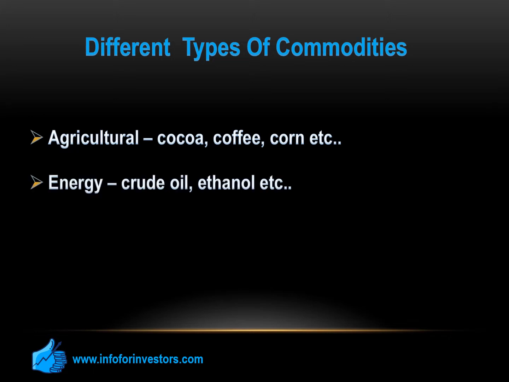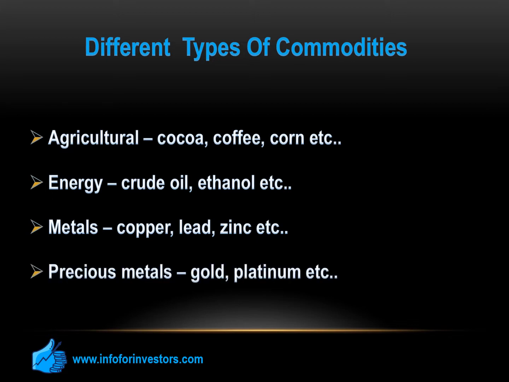Energy, for example, crude oil, ethanol, natural gas, heating oil, gasoline, propane, and purified terephthalic acid. Number 3, metals. Examples are copper, lead, zinc, tin, aluminum, aluminum alloy, nickel, cobalt, molybdenum, and recycled steel. And number 4, precious metals. For examples, gold, platinum, palladium, and silver.